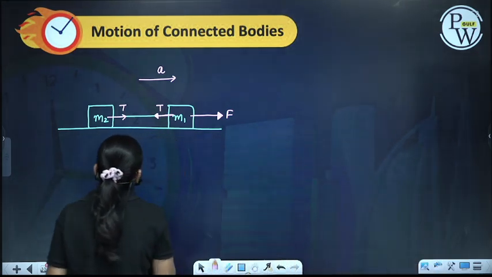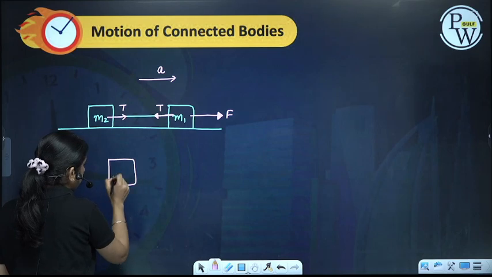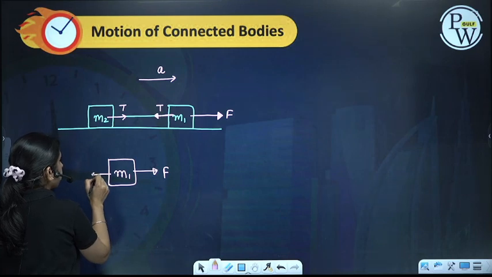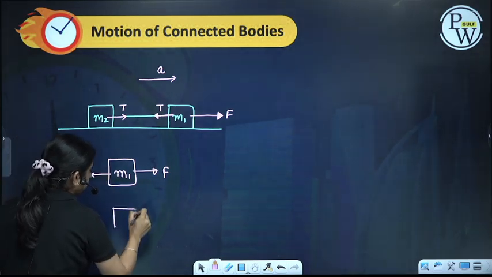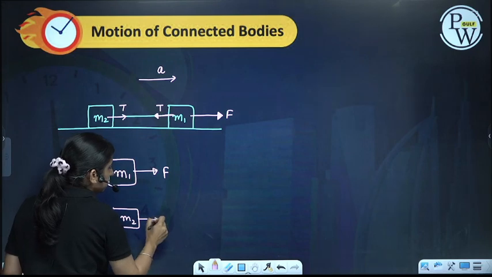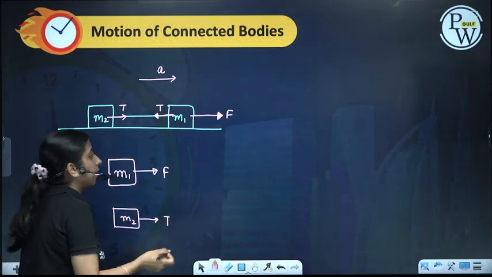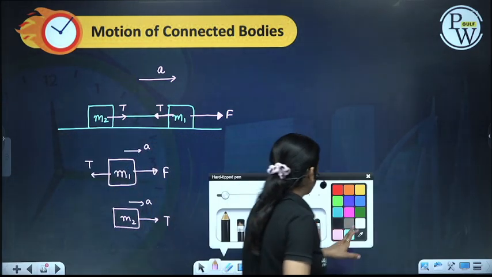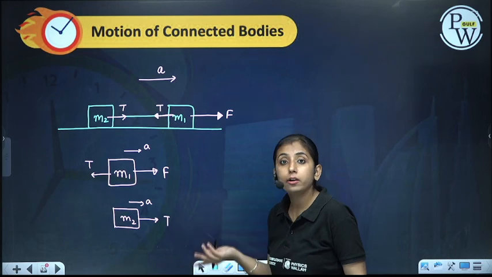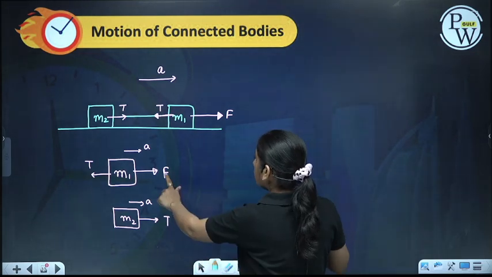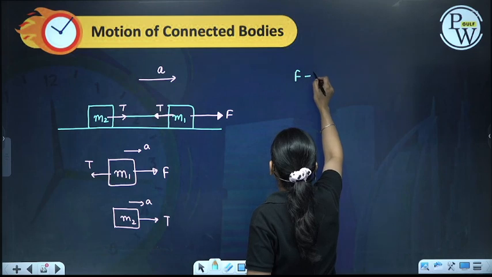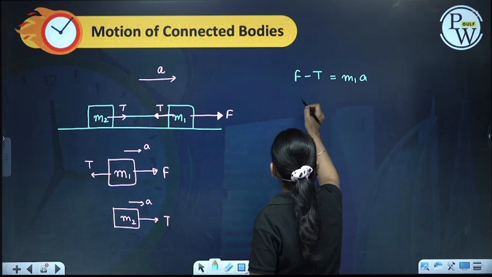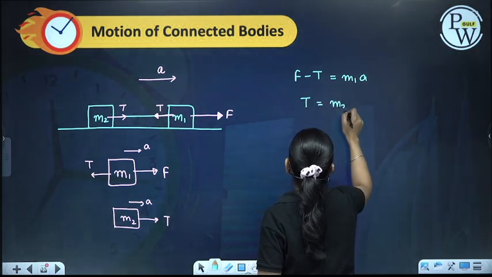Now draw the free body diagrams of both the blocks. We have M1 acted on in the forward direction by force F and tension T backward, and M2 is having tension T acting forward. Both are moving with acceleration A forward. Now write the equation of motion: net force is equal to mass into acceleration. So what is my net force? Applied force minus T will be equal to M1A, and in the second case T will be equal to M2A.